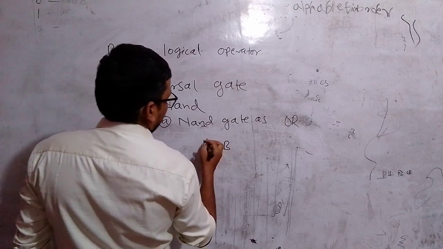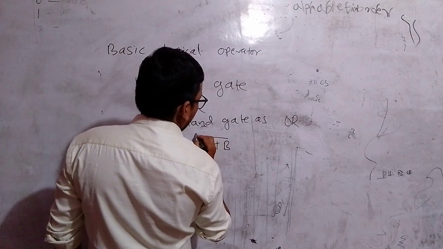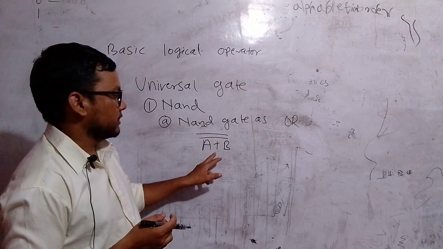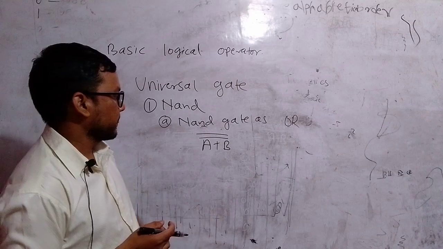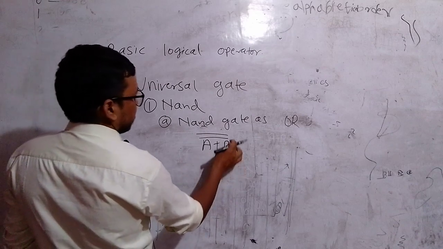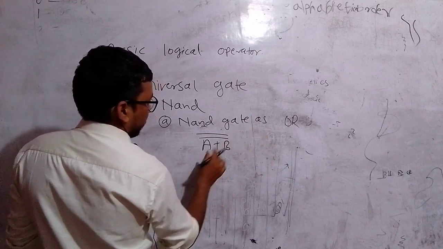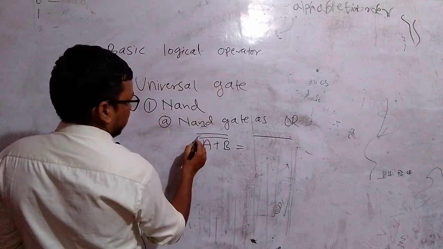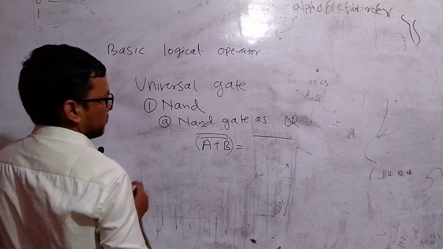A plus B. Now we can also append a double complement here, because a double complement gives the same A plus B. This does not change the input. This gives the same output. Now let's apply De Morgan's rule.